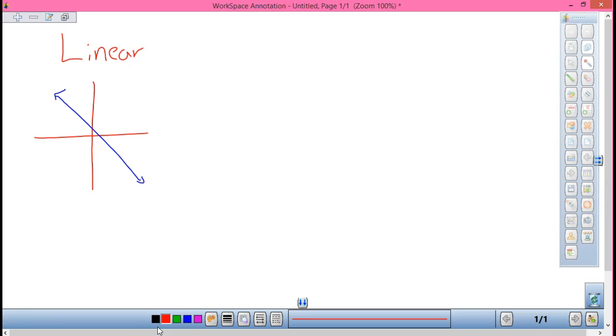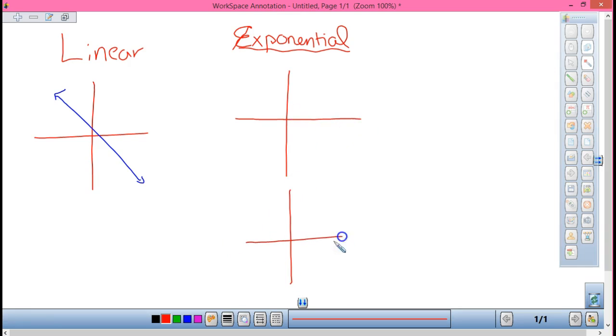So then we did exponential. Okay. And our exponential graph can look two different ways depending on if it's growth or if it's decay. Okay, and our exponential graph starts along this line and it can go up very quickly. Okay, or it's going to start up, it's going to come down quick, and then it's going to level off right there.